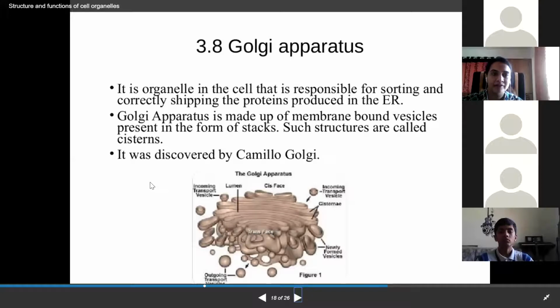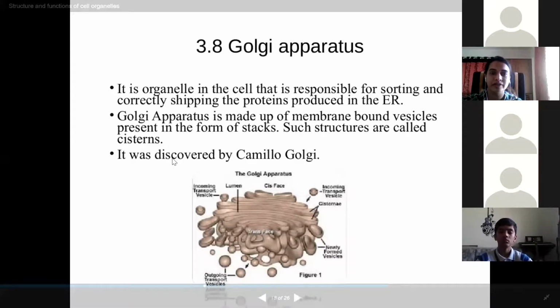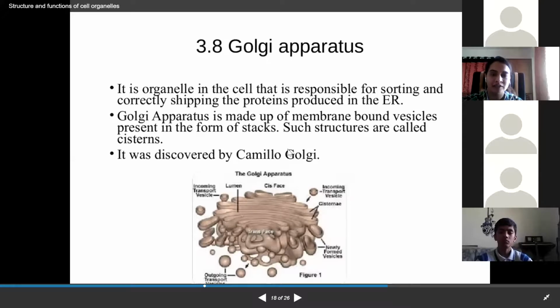Now, Golgi apparatus, it's an organelle in the cell that is responsible for sorting and correctly shipping. So, transportation of material is done by endoplasmic reticulum, but along with that, the Golgi body does the shipping of the proteins which are produced by ER. So, endoplasmic reticulum along with ribosomes is producing the proteins. Now, who is going to transport that? The Golgi body. So the Golgi body, you can call it like the courier company.